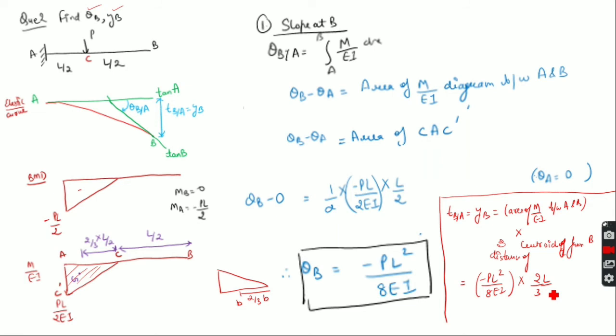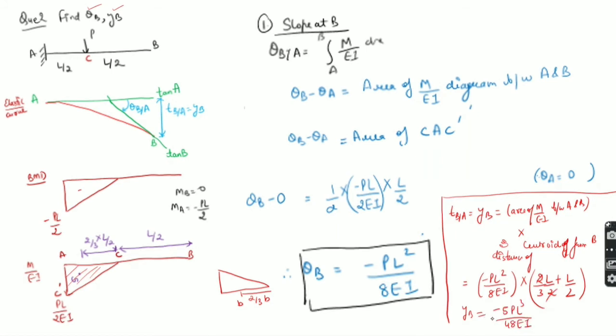Okay, we can solve it to calculate YB. So after solving it, we are getting the value of YB as minus 5PL upon 48EI, right? So this is how to calculate slope and deflection. Now another question for the same.